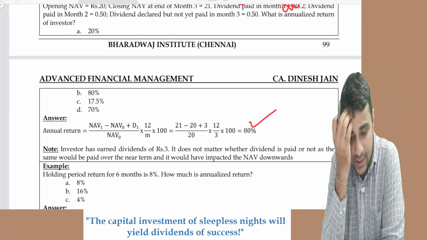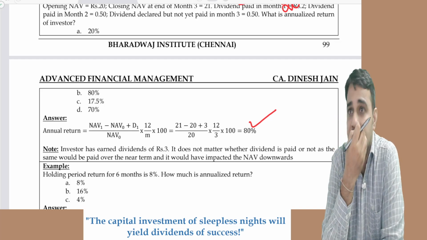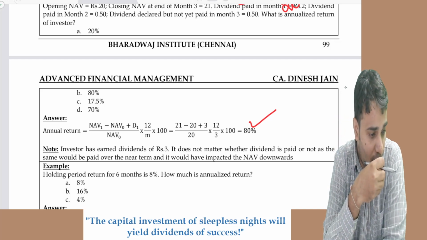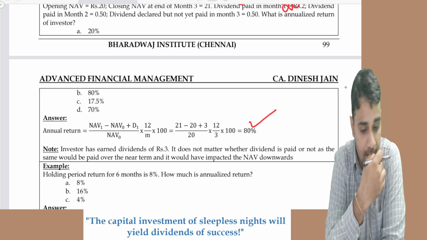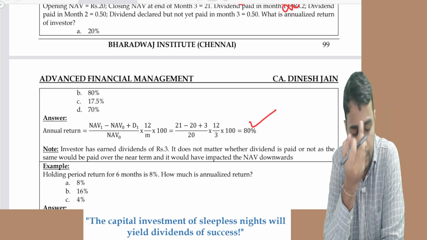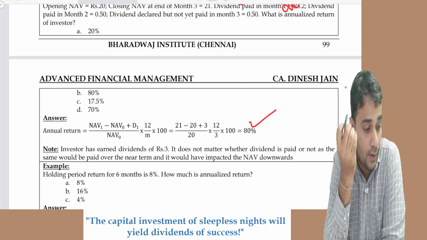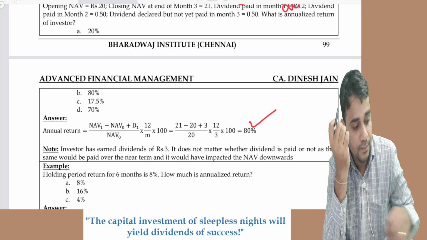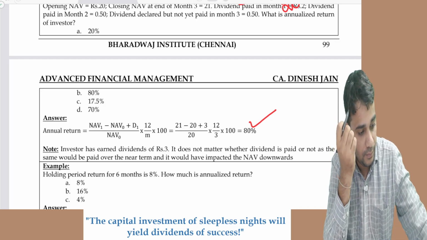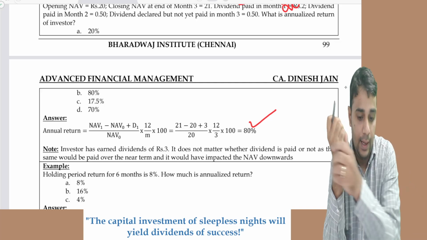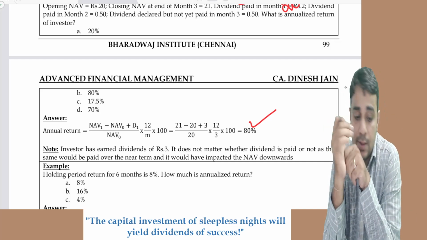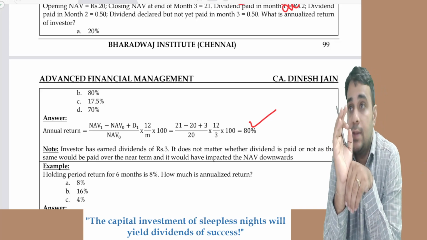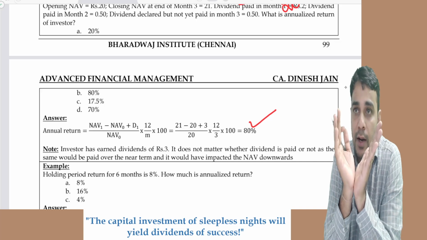30 seconds. Give me the answer to the next example below. 30 seconds for you. Live online, guys, you can type it in the chat box. Okay, 16%. It is 8 percentage for 6 months, 16 percentage for a year.